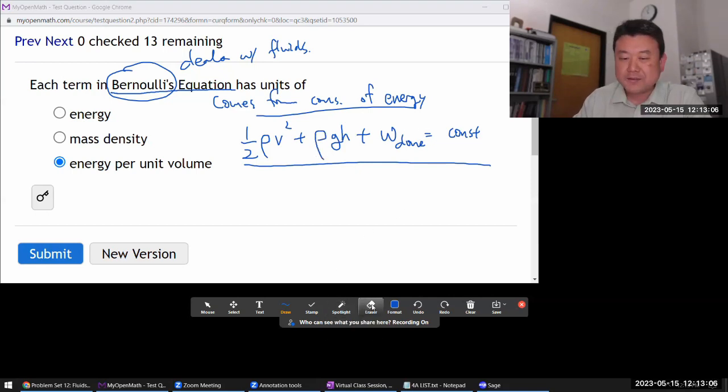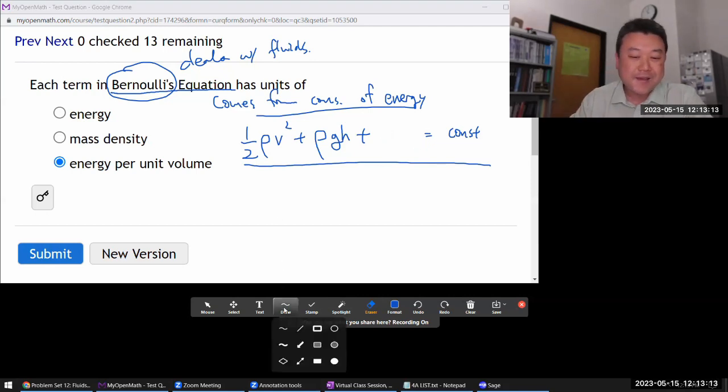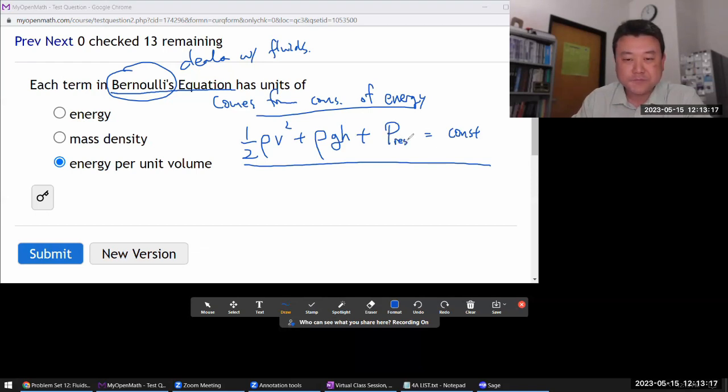And I think last semester I followed the correct derivation from the textbook. Work done just becomes pressure. Connecting the pressure difference to work done, there's more derivation work that needs to be done there. That's done in the lecture. You can look at that and the textbook.